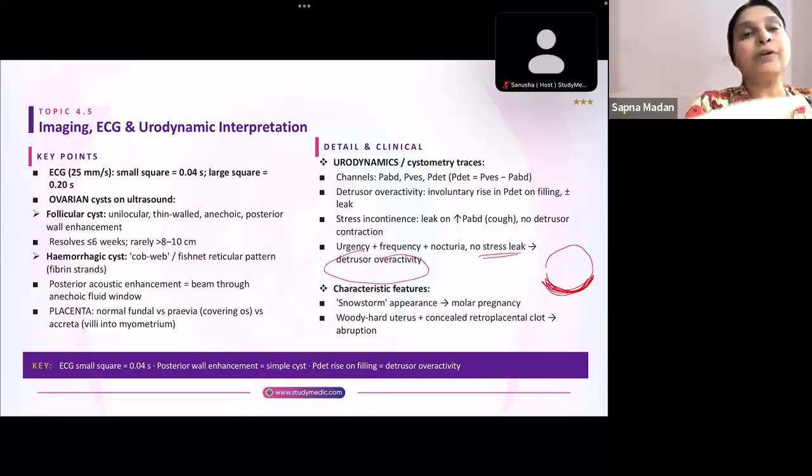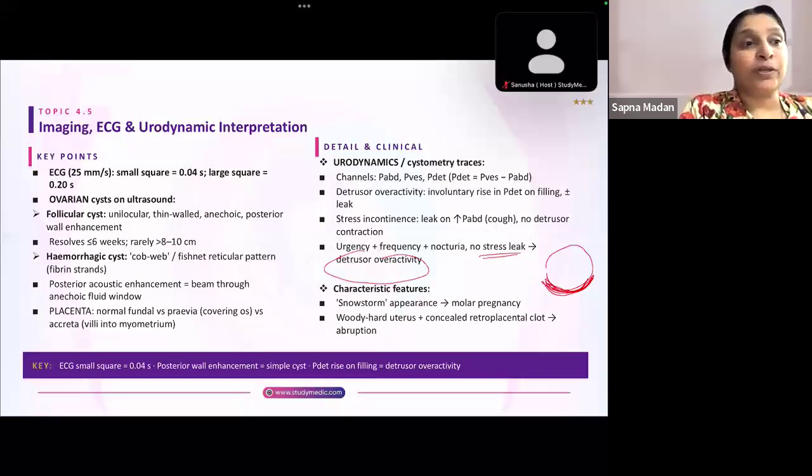So, snowstorm appearance, molar pregnancy. We all are very well versed with that. We've done a lot of questions on that. Suppose a patient has presented with a pain abdomen, she's pregnant, and she has a woody hard uterus. Okay, they mentioned that she has a woody hard uterus on clinical examination, and the ultrasound shows a concealed retroplacental clot, then this is a sign of abruption.